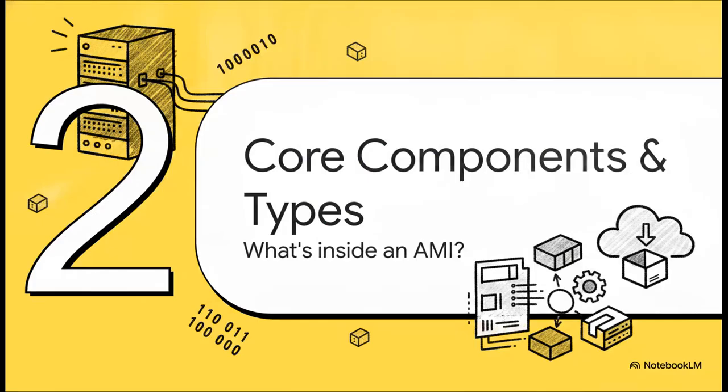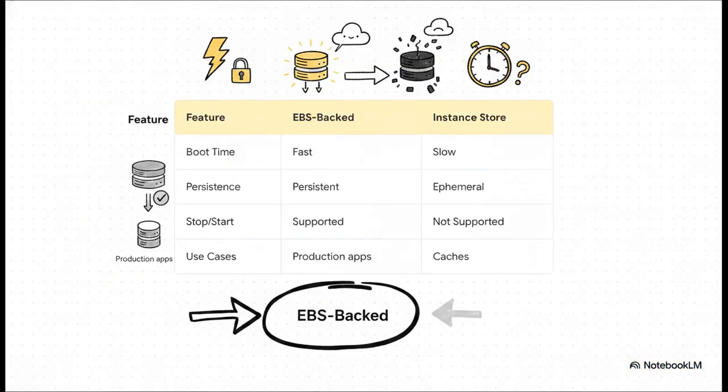Section 2, Core Components and Types. There are 2 main types of AMIs, EBS-backed and Instance Store-backed. Now, EBS-backed AMIs boot up super fast, and they're completely persistent. That means even if you stop the server, your data is perfectly safe. Plus, they support stop and start functionality. Because of this, they're the absolute standard for databases and production apps.